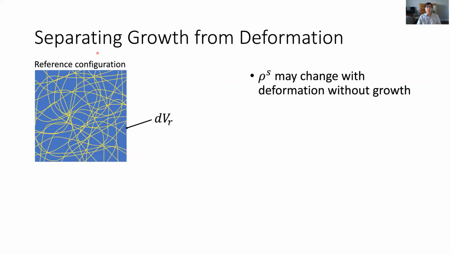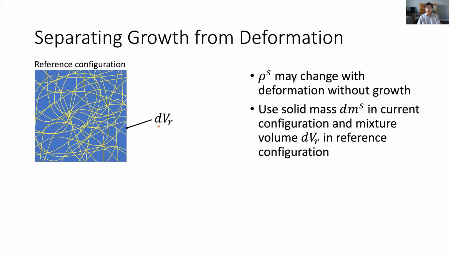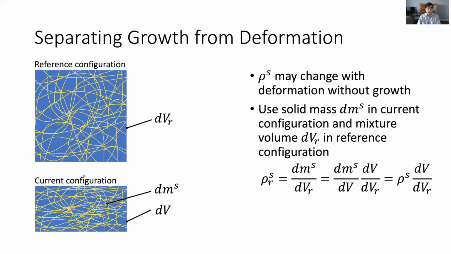So how can we separate growth from deformation? The answer is, this is your mixture in the reference configuration. We call this elemental volume dVr. And what you have is, this is the mixture in the current configuration, and this is the mass of the solid in the current configuration and the volume in the current configuration. So instead of dividing the mass in the current configuration by the volume in the current configuration, you can divide it by the volume of the reference configuration. So you end up with a quantity called the referential mass density.